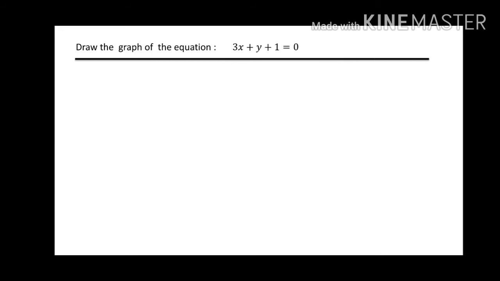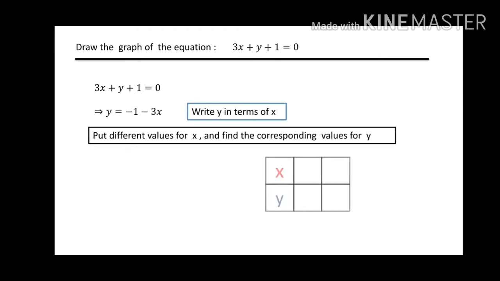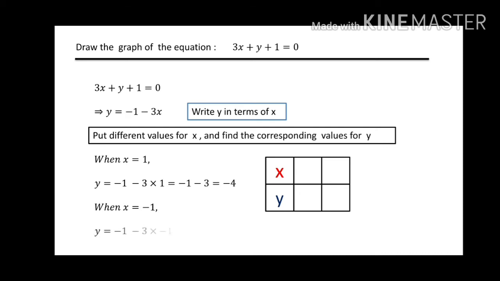Now for example, we draw the graph of the equation 3x plus y plus 1. So first the same thing, we will find y in terms of x. Now for every value of x, we will get the value of y. The same process will follow. We will take x equals to 1 and we will get the value of y. And we can take x equals to minus 1, we will also get the value of y. Then we can see that we get the solutions 1 comma minus 4 and minus 1 comma 2.